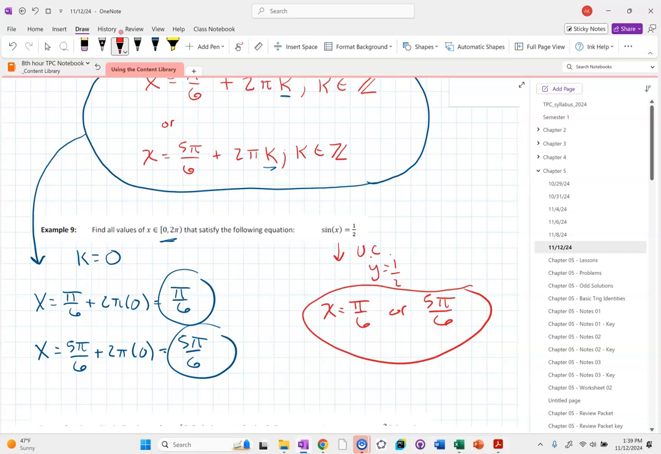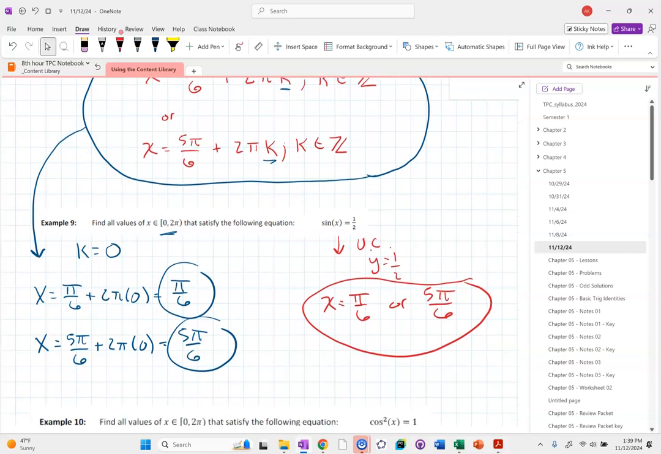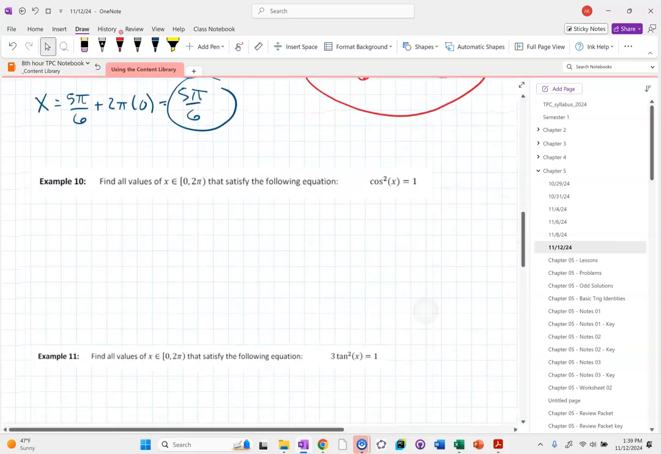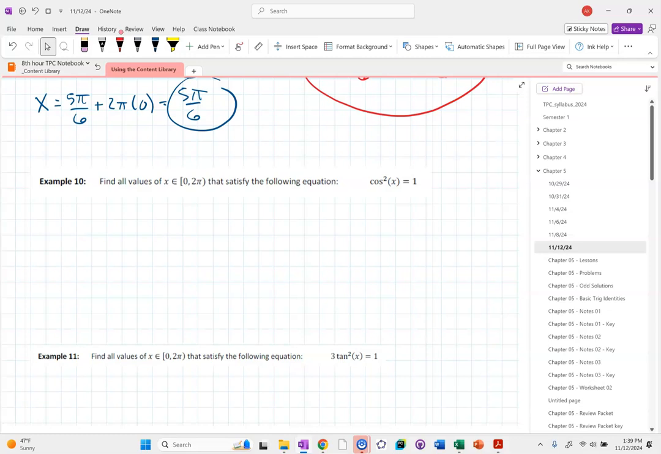All right. So we've extended this idea from chapter 4 by looking at situations where we can have infinitely many solutions. We've looked at situations where we can have more than one solution. The other extension that we're going to make is ones where we have to do some algebraic manipulation before we're able to go to the unit circle. So let's take a look at this one. It says cosine squared x is equal to 1.